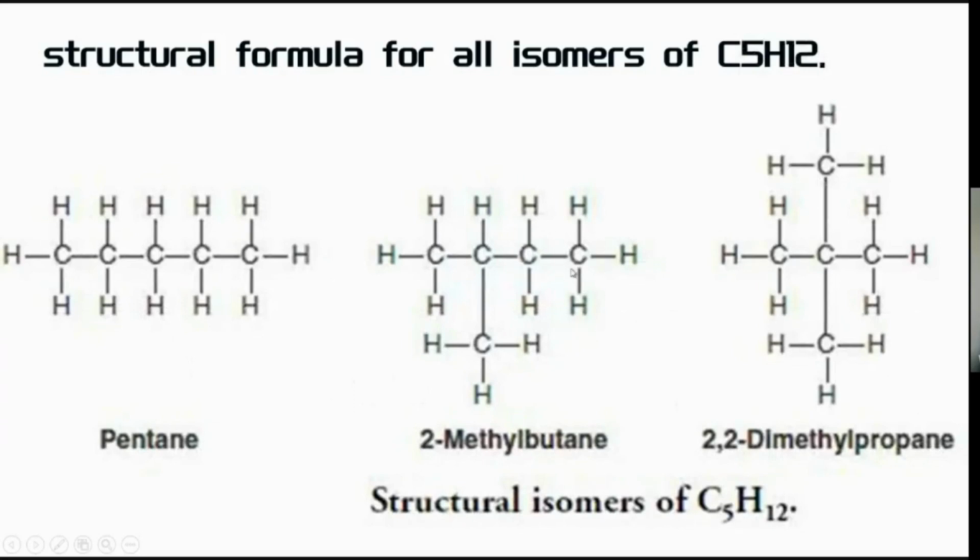Then after that, you take another carbon to become a branch. Put it at the center again. Don't put it at the side, because if you put it at the side, it's still the same. So this is 2,2-dimethyl propane. So there are 3 isomers. I suggest you draw it and then name it, so that you will get the correct one.